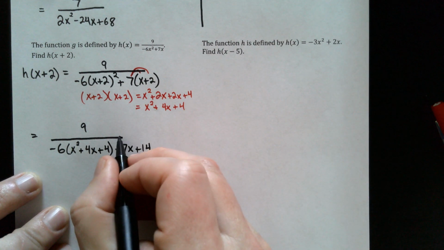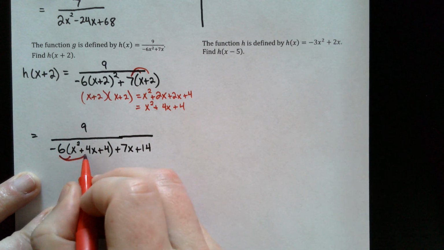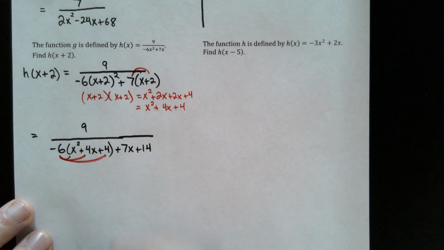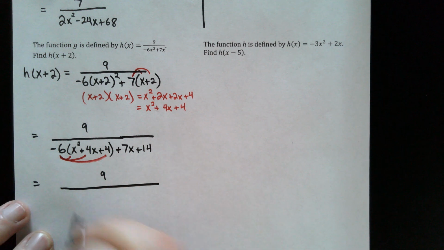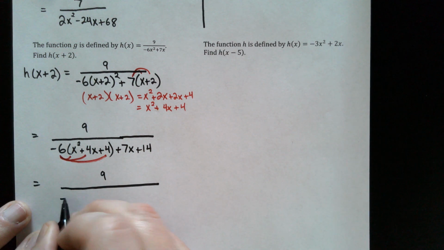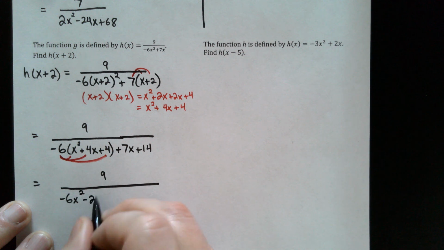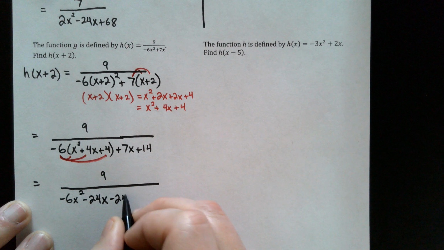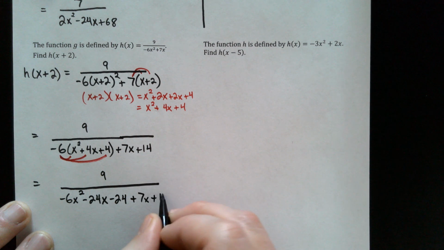Okay, I need to do one more distribution on the denominator here with this negative 6. Let's go ahead and do that. So the 9 stays on top. Again, nothing's happening to it. Negative 6 times x squared is negative 6x squared. Negative 6 times 4x is negative 24x. Negative 6 times 4 is negative 24. And then we have the 7x plus the 14.